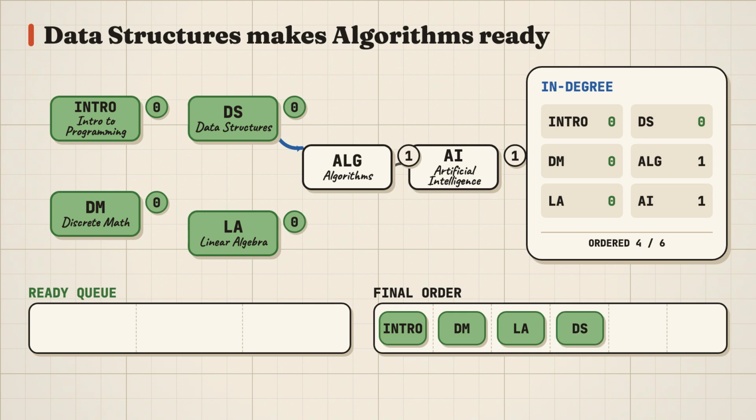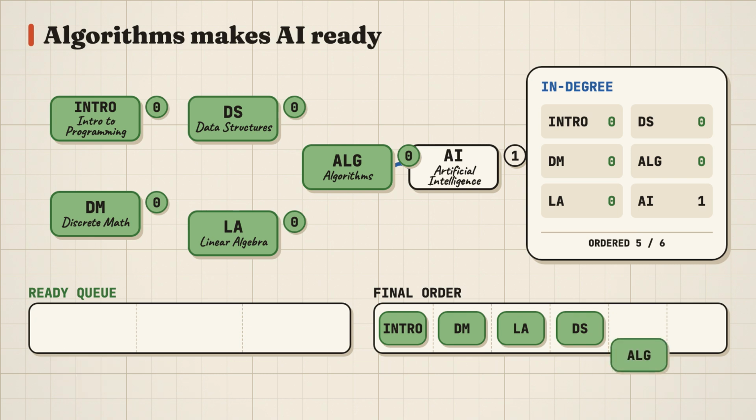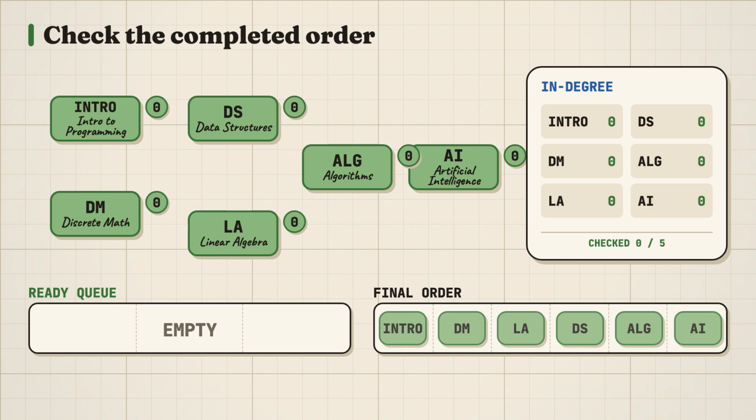Data Structures now leaves the queue. This removes the last unfinished prerequisite from Algorithms, so Algorithms reaches 0 and joins the queue. Algorithms leaves next and lowers Artificial Intelligence from 1 to 0. Artificial Intelligence joins the queue, then leaves last. The queue is now empty, and all 6 courses are in the final order. Every prerequisite appears before the course it unlocks. This process is called Kahn's algorithm.